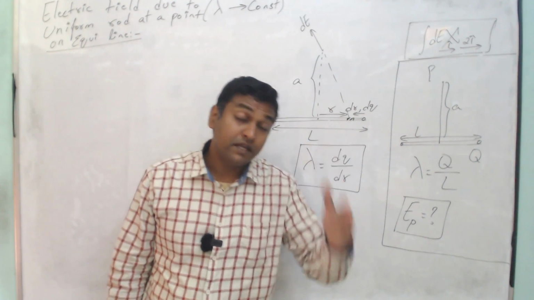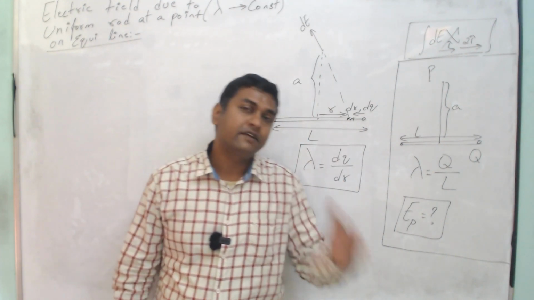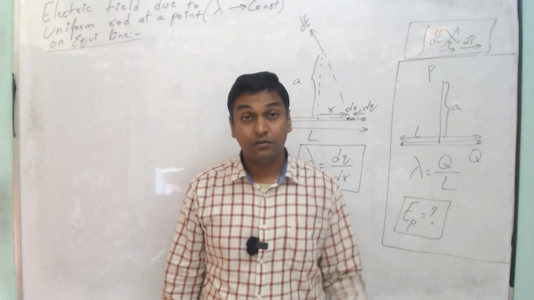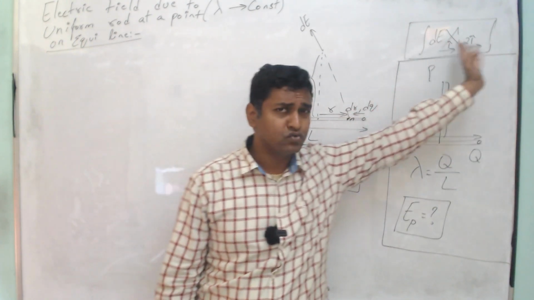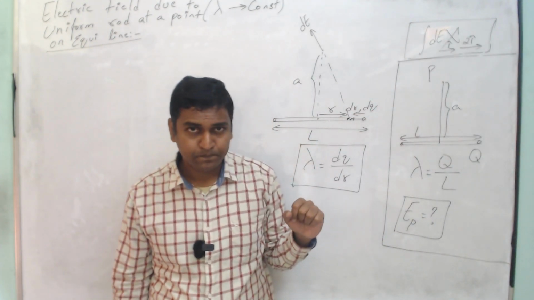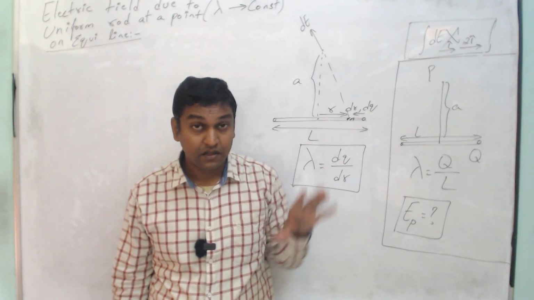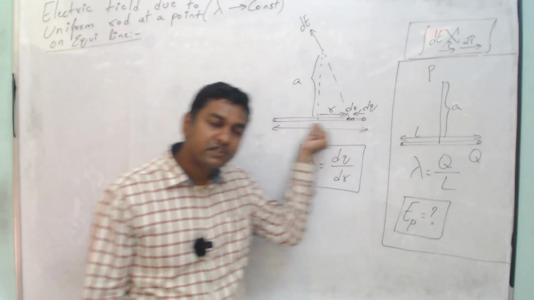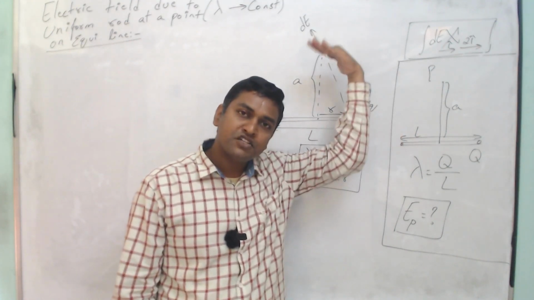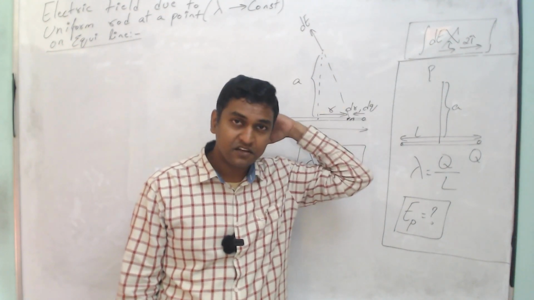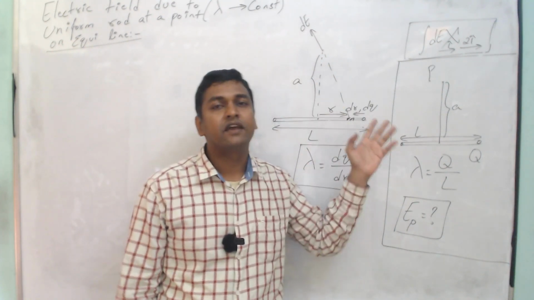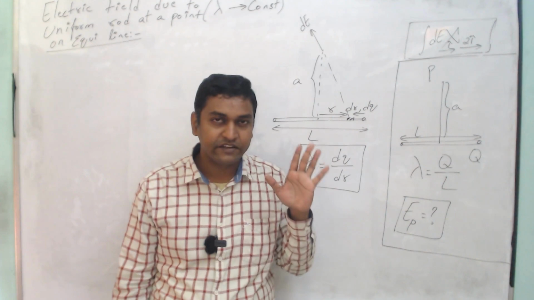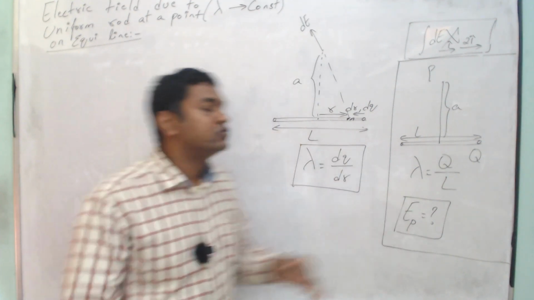You cannot integrate, that means you cannot do a scalar addition of a vector whose direction is changing. But if direction is not changing, then I can do scalar addition. Is this clear? Yes, sir. But in our situation, as the point charge is varying along this rod, my direction of dE is constantly changing, correct? Yes, sir. 100% I cannot do direct integration. Yes, sir. Is this clear? Yes, sir. Now, so how do I do it?